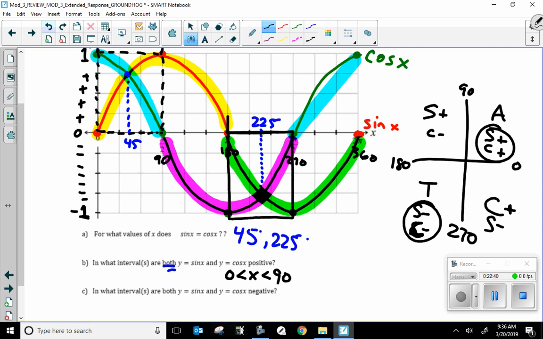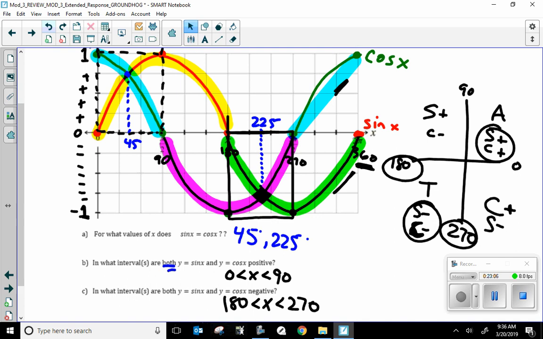How come they're not negative here at 360? Because I see green where sine is negative, but look at cosine is positive there. Okay, I want them both to be negative from 180 to 270. That's where they are both negative all the time. If I go outside of that, one of them may be negative, but the other one is positive.